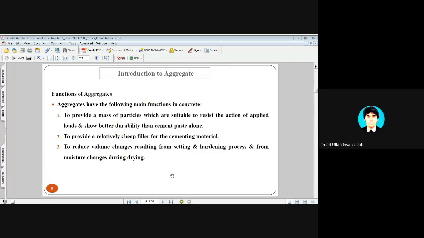Yes, sir. What are the functions of aggregates? I hope you remember this.